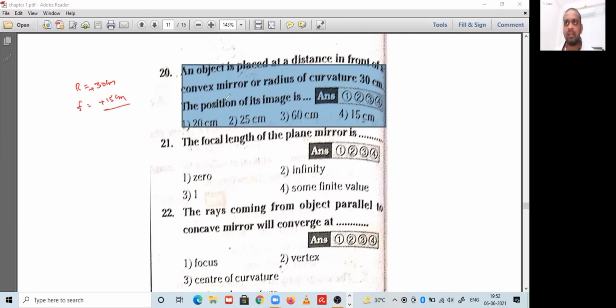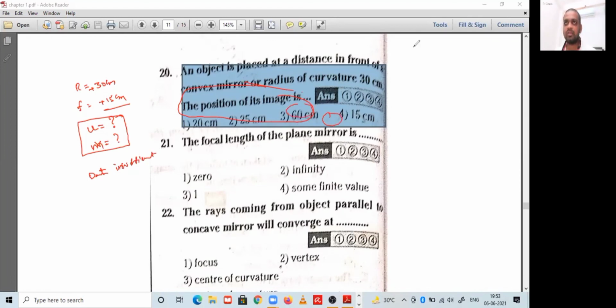Okay, fine. In order to find out the image distance, definitely we need to have either the object distance or the magnification. He didn't mention either of them in the question. So the data is not there. Data insufficient. Unfortunately, we don't have any such option in question number 20. So the option is data insufficient.